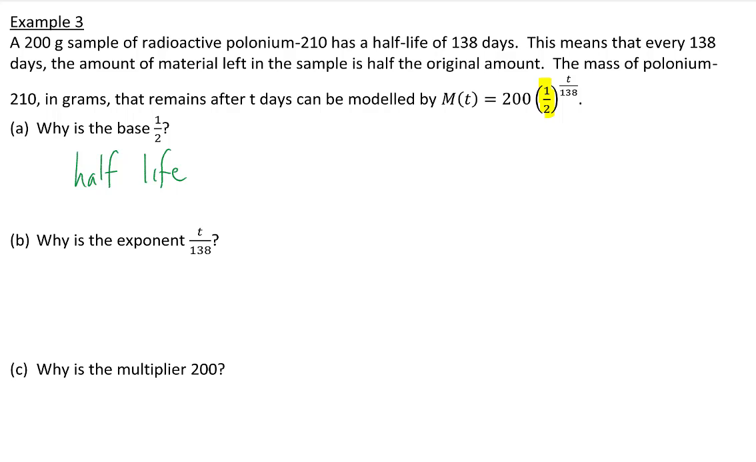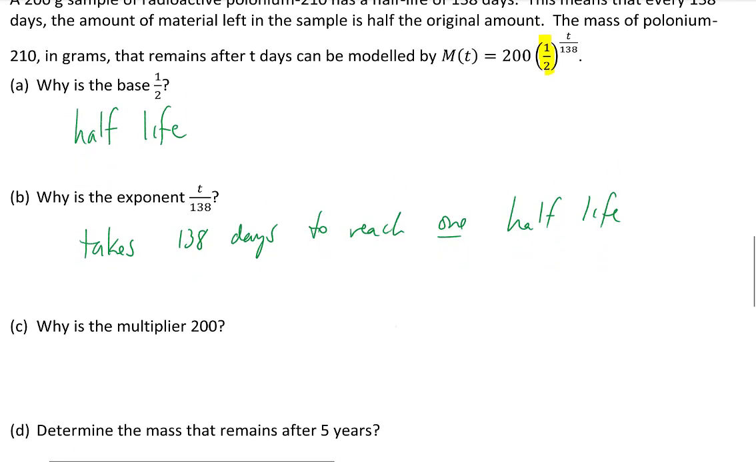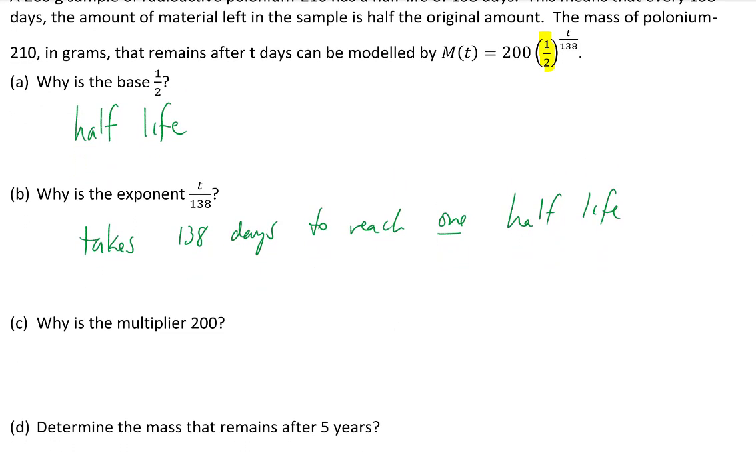So why is the exponent t over 138? Well, it takes 138 days for it to reach one half-life. So in 138 days, if you had 100 grams of the sample, you would be down to 50 grams of that sample. So why is the multiplier 200? Remember, the number in front of the power is what we call the initial value. So that's how much you started with.